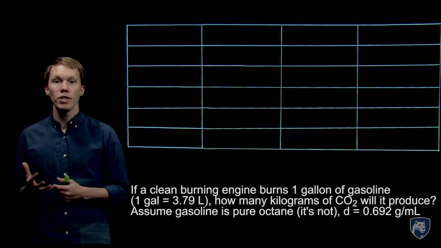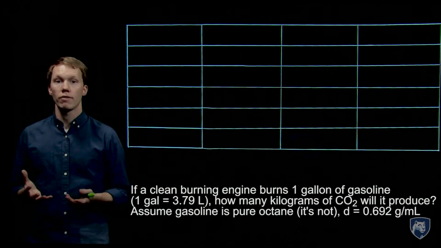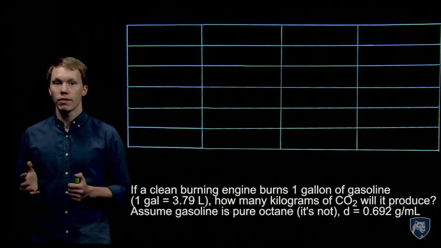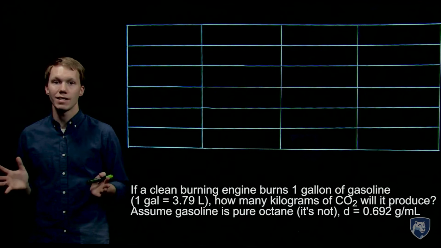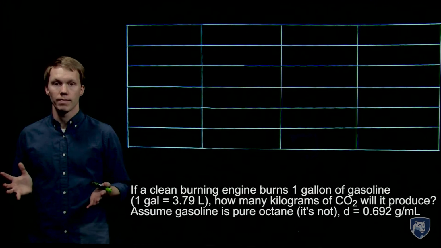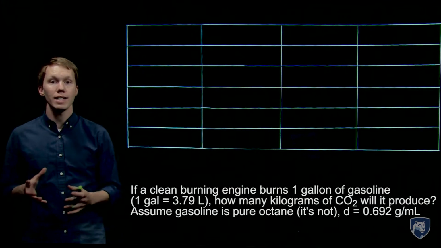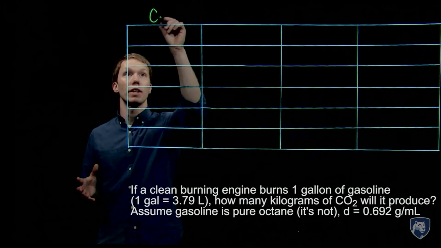We want to know how much CO2 is given off per gallon of gasoline burned. We're going to have to make a few assumptions. So gasoline is a mixture of hydrocarbons. Let's assume that gasoline is purely octane. Octane is C8H18.